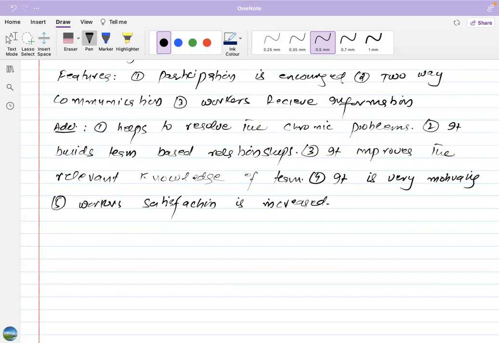So this is where it goes on. Coming to the limitations and disadvantages of the democratic style of leadership. First of all, it's very time consuming because you are consulting with the workers. Some person is giving their own opinion, another one is giving their own opinion. So it's very time consuming.